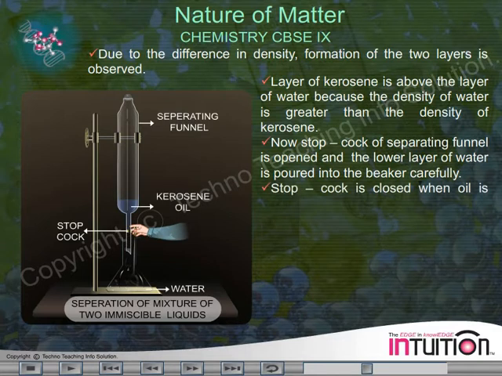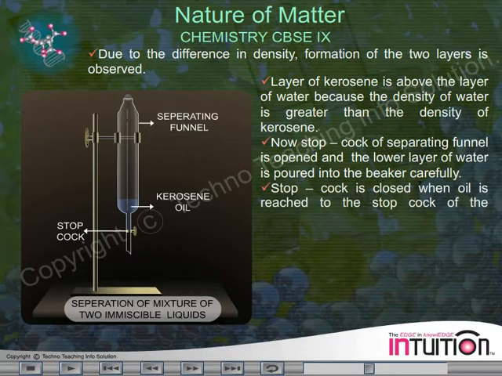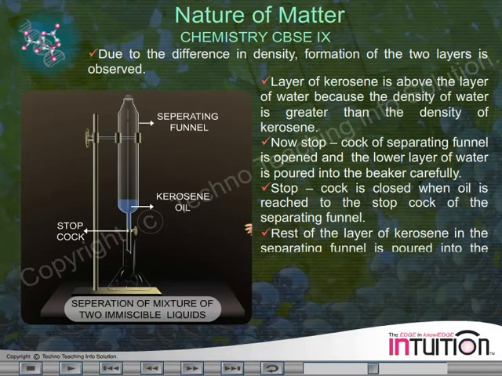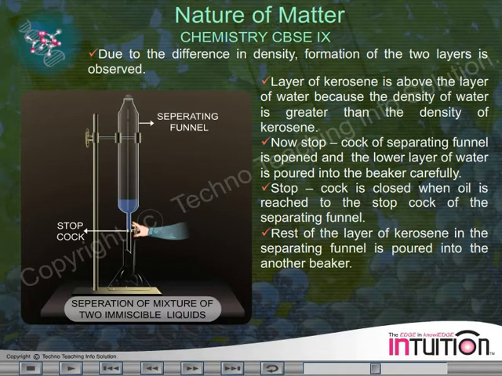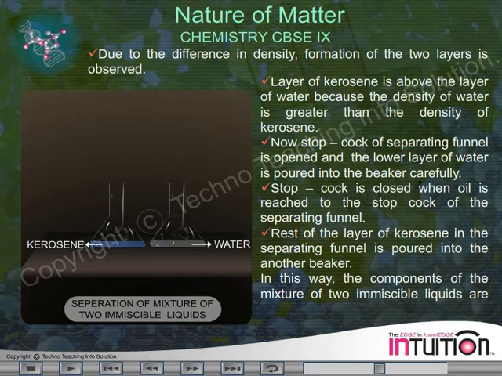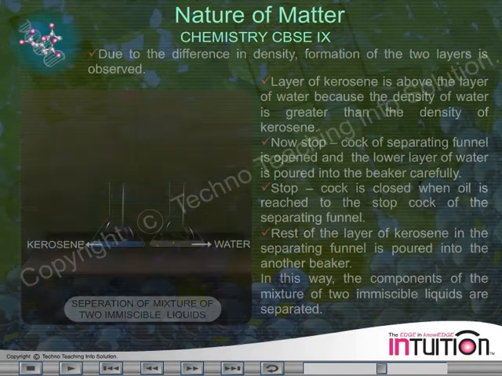Stopcock is closed when oil reaches the stopcock of the separating funnel. Rest of the layer of kerosene in the separating funnel is poured into another beaker. In this way, the components of the mixture of two immiscible liquids are separated.